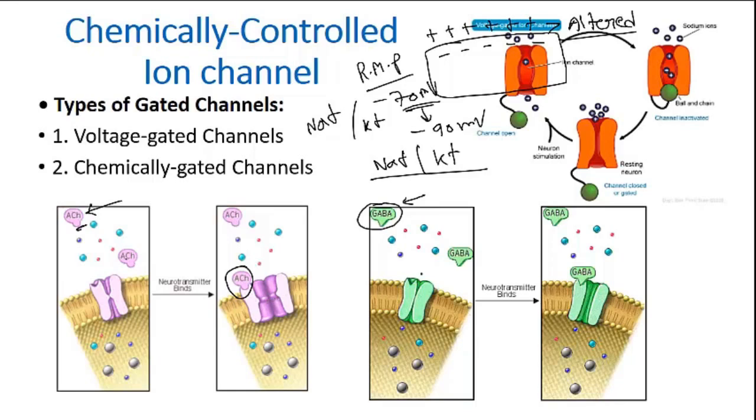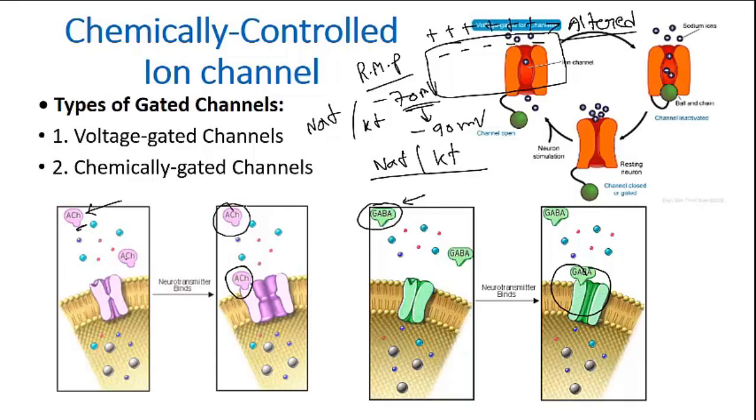If you look here, same thing for GABA as well. GABA binding allows the GABA-associated channel to open up, and that will allow the movement of specific ions across the membrane. Now, the functionality, however, of acetylcholine and GABA is not the same. They function in a different way.